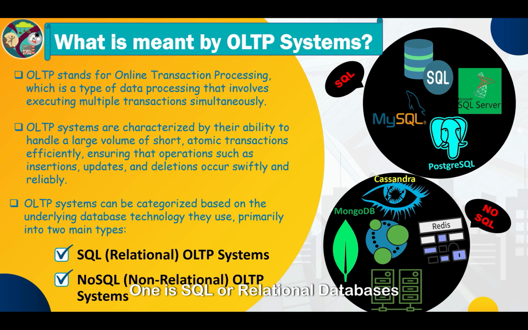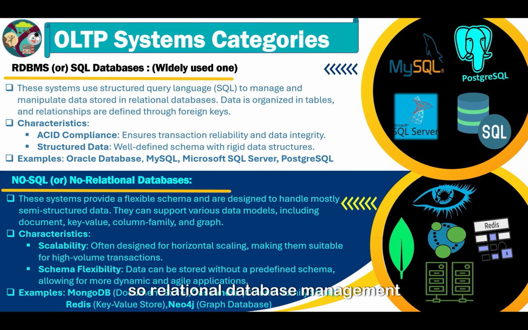One is SQL or relational databases. The other one is NoSQL or non-relational databases, or I would say SQL OLTP systems or NoSQL OLTP systems, right? So relational database management systems are all SQL databases. If you see in the diagram, MySQL, PostgreSQL, Oracle SQL, or SQL Server, all of these come under SQL databases or relational database management systems.